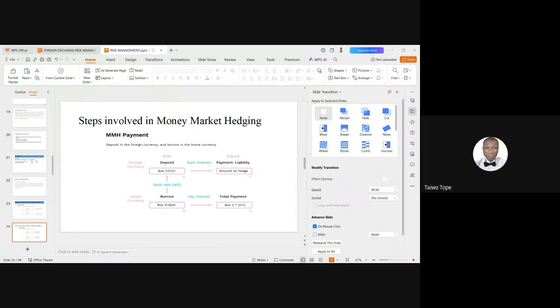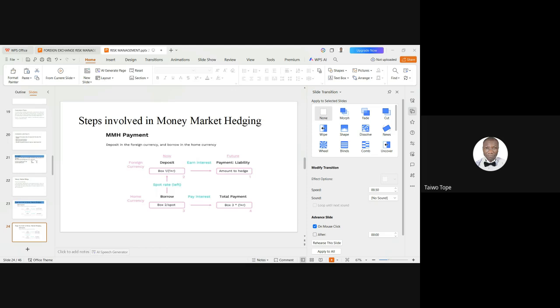So this value you have obtained in your home currency, you borrow the equivalent. When you borrow the equivalent, you are going to pay interest on the value you are borrowing. So when you pay interest on the value you are borrowing, it will now grow to the total payment here. So what will be the interest? The interest will be the value in box 3 multiplied by the borrowing rate. Box 3 multiplied by 1 plus R.